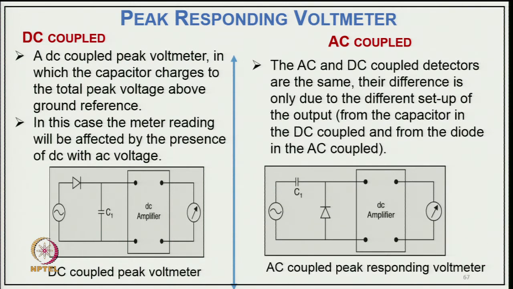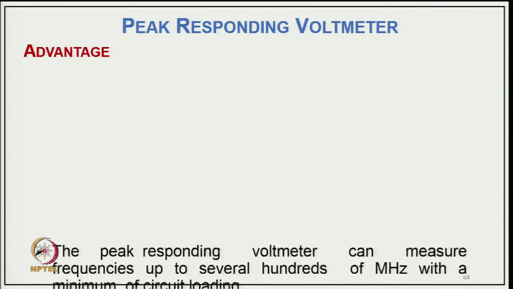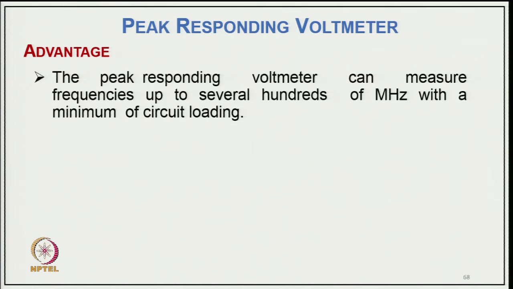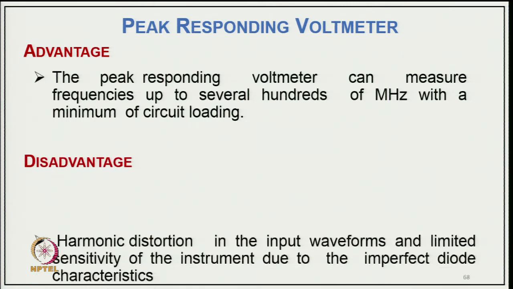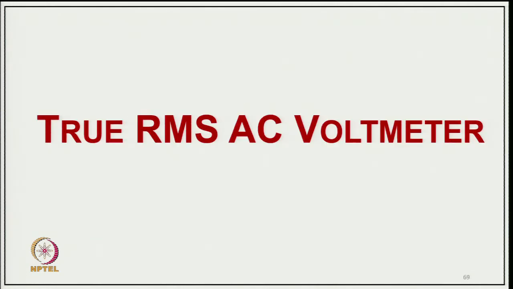The AC and DC coupled detectors are the same, their difference is only due to the different setup of the output, taken from the capacitor in the DC coupled and from the diode in the AC coupled peak responding voltmeter. The advantage is that the peak responding voltmeter can measure frequencies up to several hundreds of megahertz with minimum circuit loading. The disadvantages are harmonic distortion in the input waveform and limited sensitivity of the instrument due to imperfect diode characteristics.